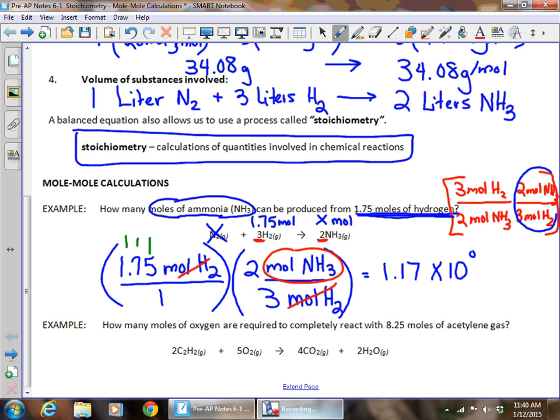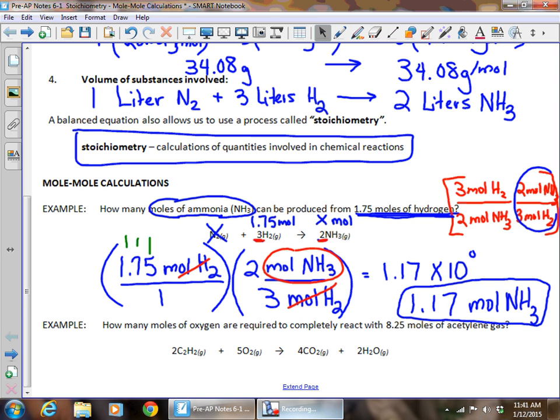Now remember, I told you that if it's times 10 to the 0, we're simply going to be able to write 1.17 moles of NH3. Since we don't need to move the decimal, it's already in the correct position, our power of 10 is 0. So the answer to this problem is 1.17 moles of NH3.